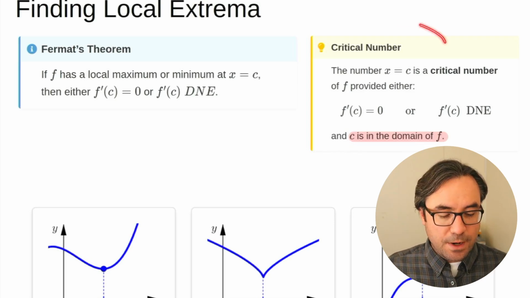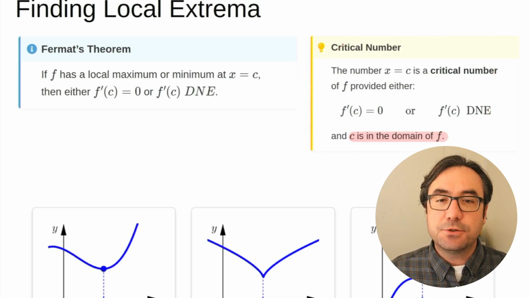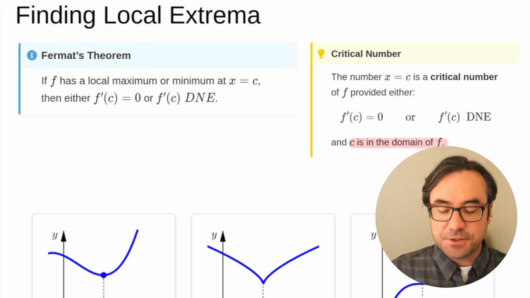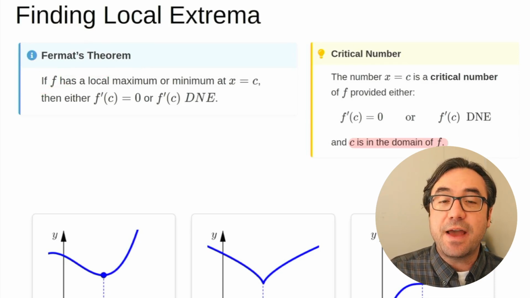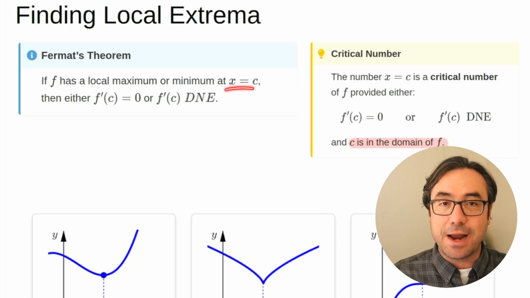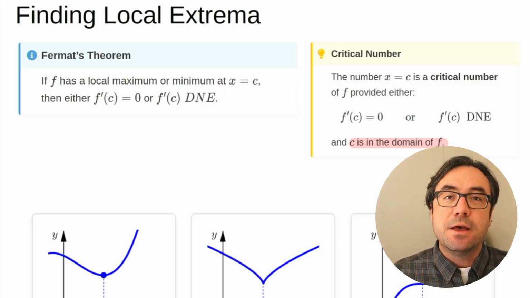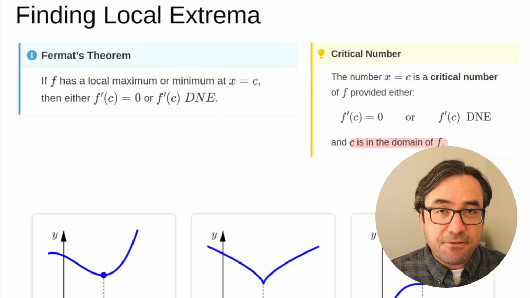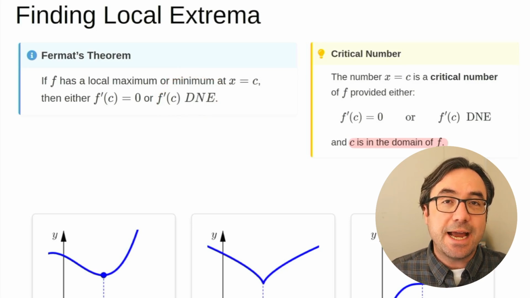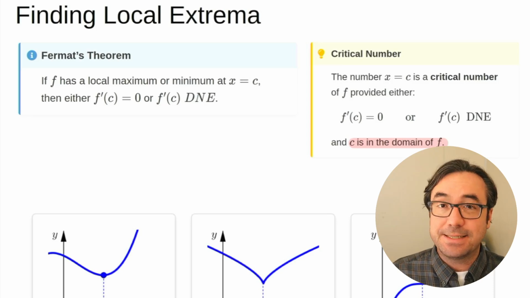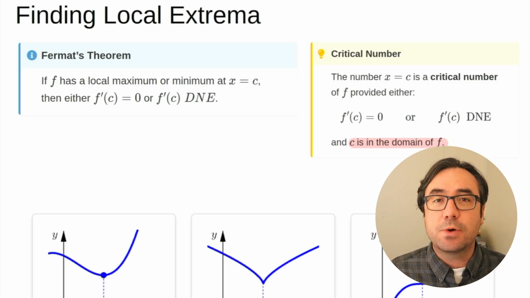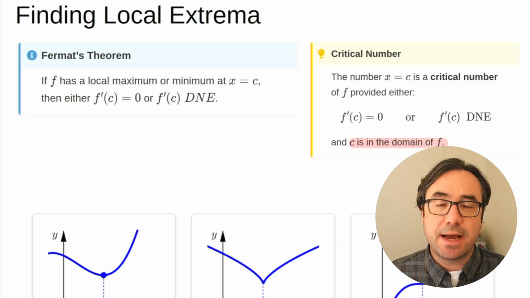So why are these critical numbers special? Well, it comes down to an important theorem due to Fermat. So Fermat's theorem here. It says that if our function f has a local max or a local min at some number x equals c, so some location, then either the derivative is 0 there or the derivative is undefined there. So what this theorem tells us is that if our function does have a max or a min, it has to happen at a critical number. That's it. So this really kind of helps us pinpoint all of the possible locations where our function might have a max or a min.